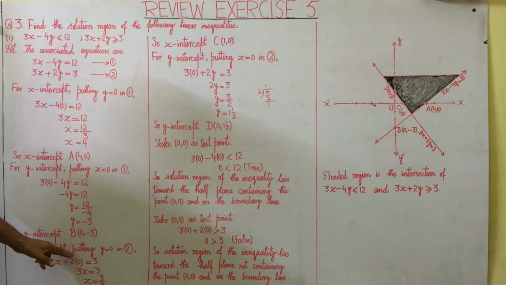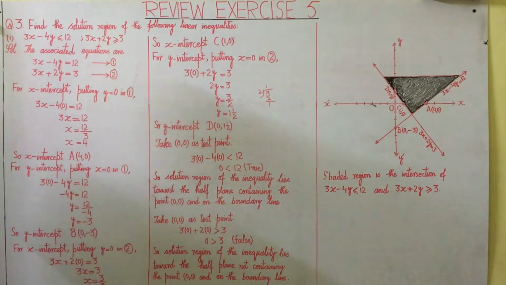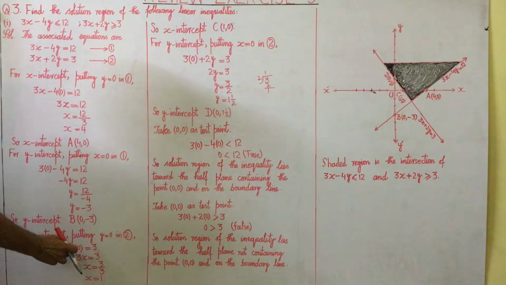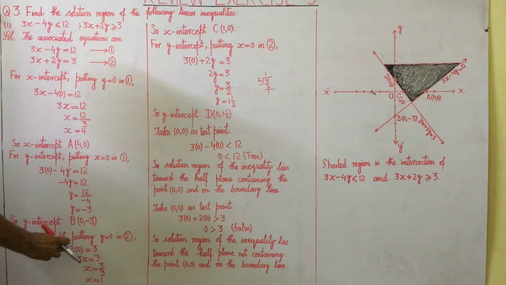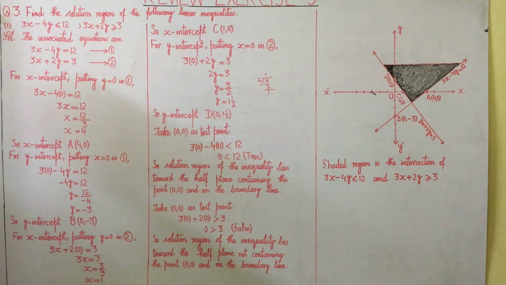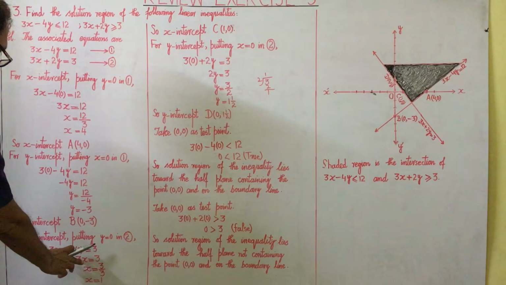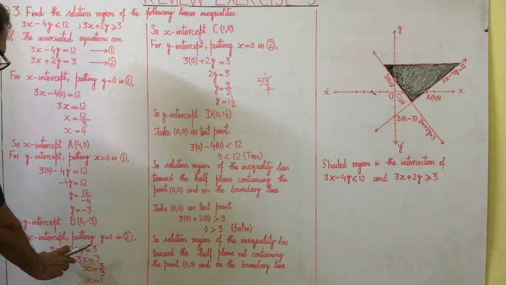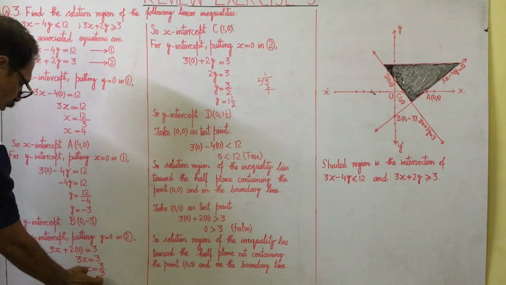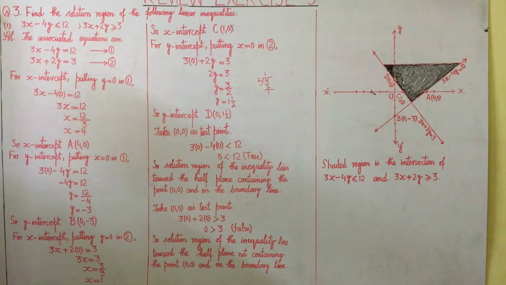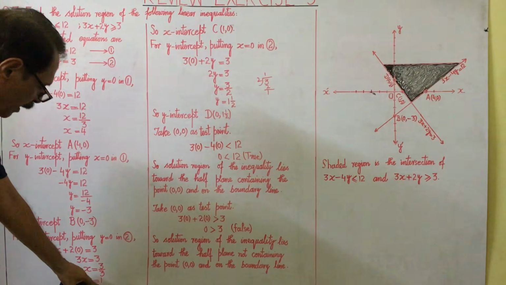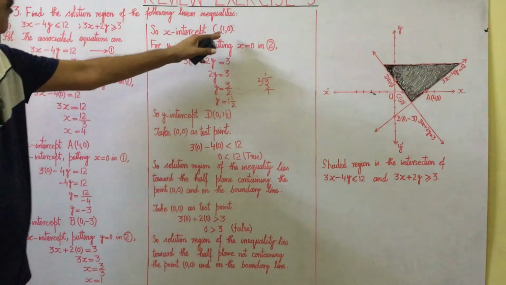For x-intercept, putting y is equal to 0 into 3x plus 2 into 0 is equal to 3. 2 zeros are 0. 3x plus 0 is 3x is equal to 3. Dividing both sides by 3, 3x over 3, 3 cancelled with 3, remainder is x. 3 over 3 is equal to 1, so x is 1. X-intercept has coordinates 1 and 0.